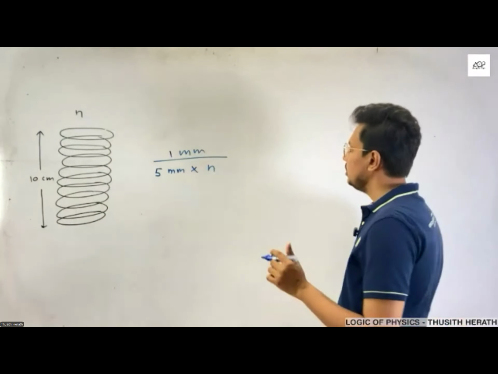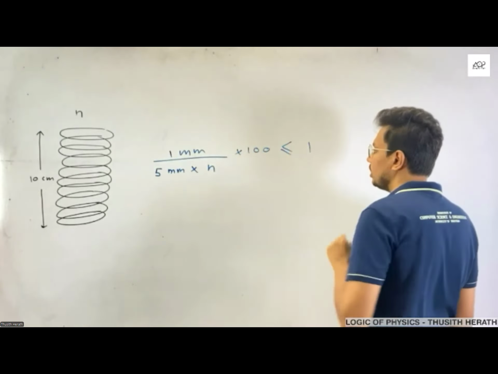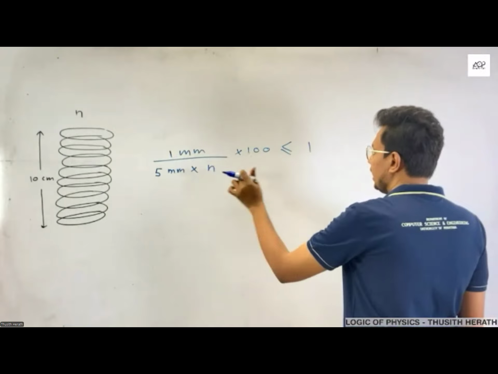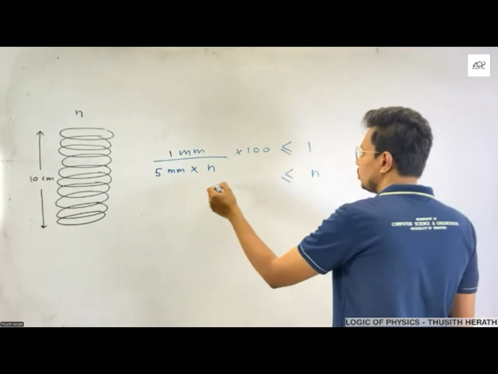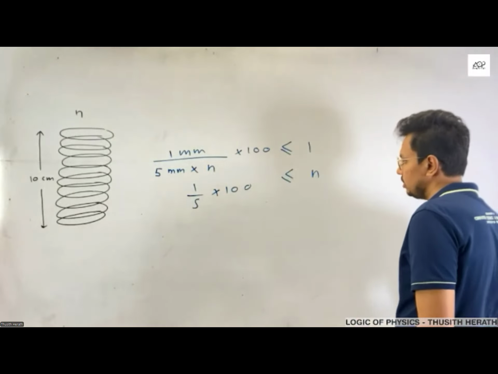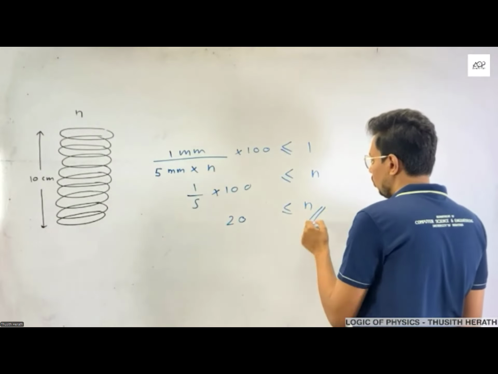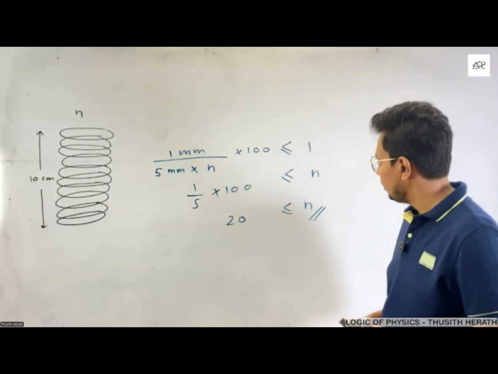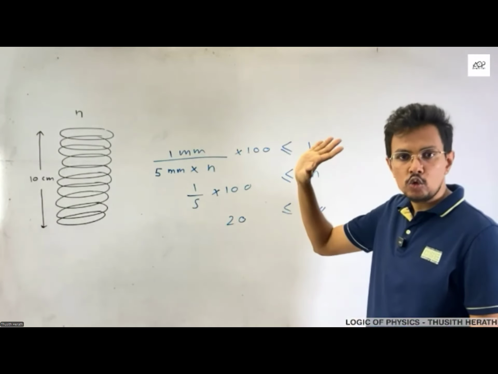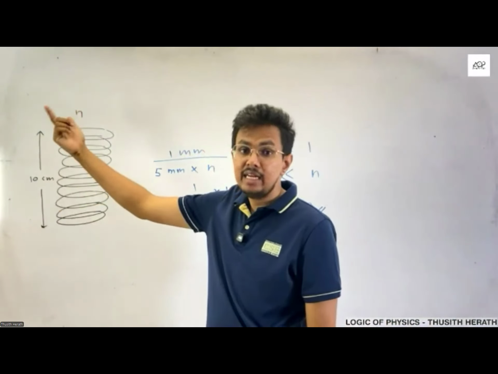Least count over the measurement into 100 should be less than or equal to 1. This is our inequality, right? So n should be greater than or equal to 1 over 5 into 100. Here the millimeters to millimeter will cancel off. 100 over 5 means 20. So we can write the answer as we have to keep more than 20 coins one on top of the other in order to make the total length measurement greater than 10 centimeters.